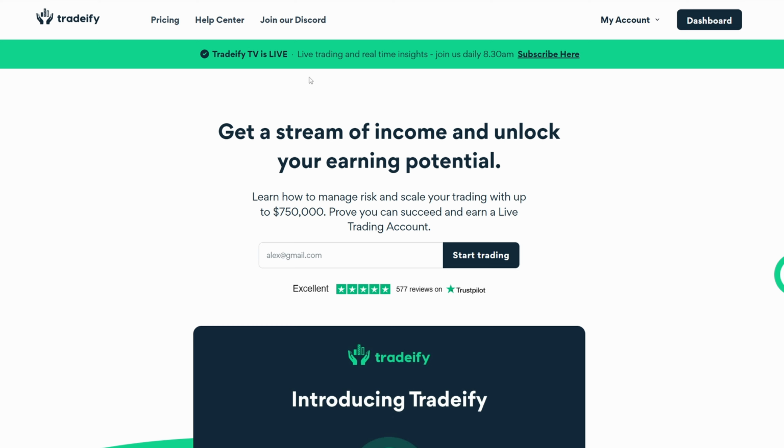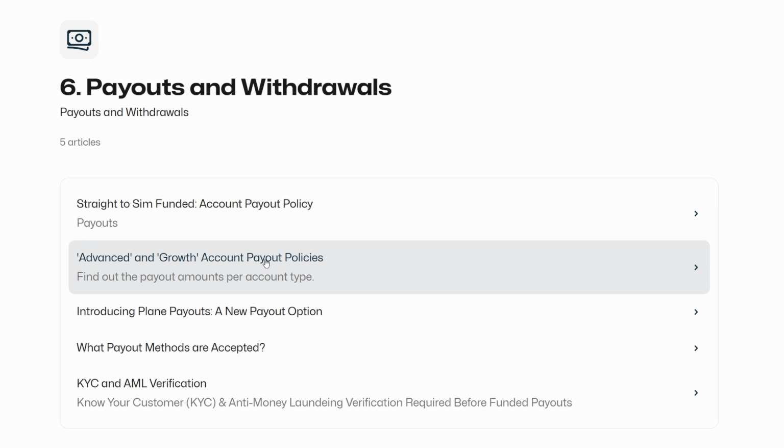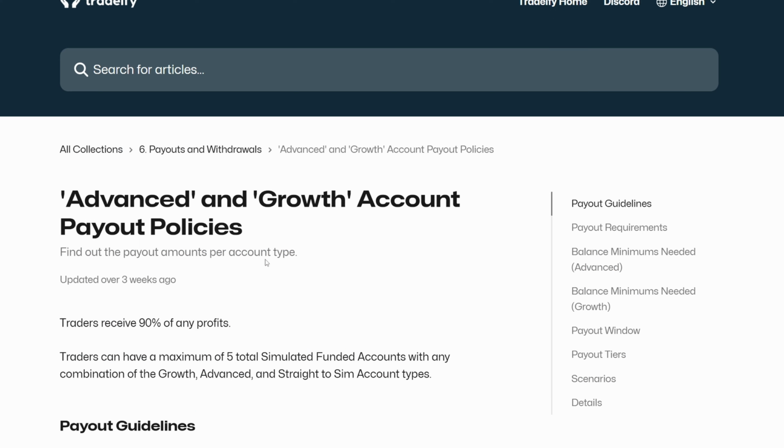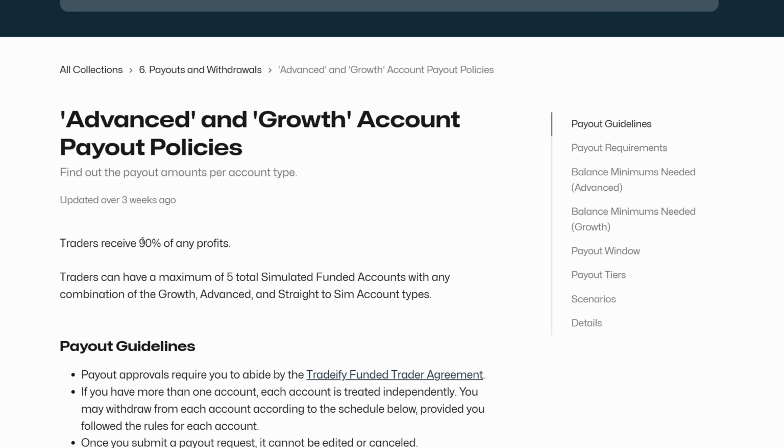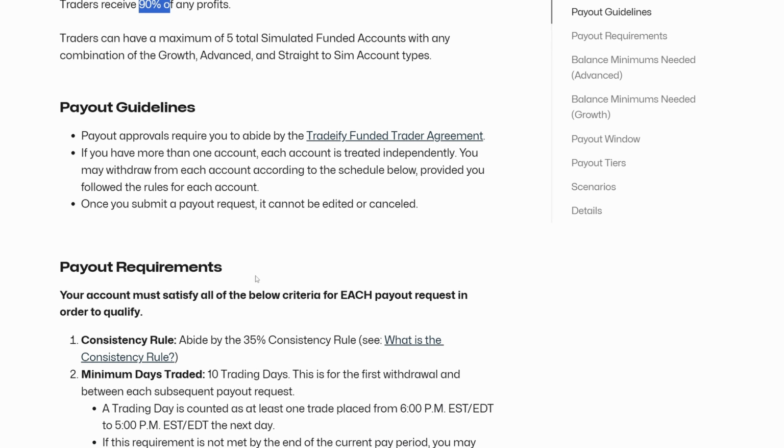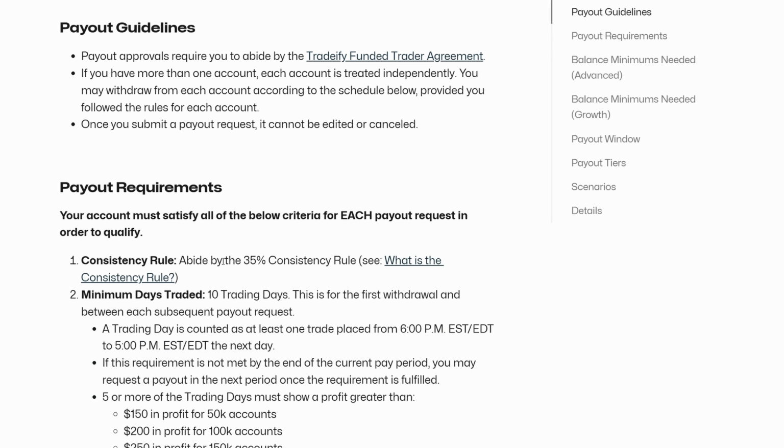Well, to find that, come right over to Tradeify's homepage. Come right up here to the help center. Then we want to come down to where it says advanced and growth account payout policies. Click on that. Now we can see traders keep 90% of any of the profits. We look at the payout guidelines, and it's going to be very simple. One, there is a consistency rule of 35%. Apex has a 30% consistency rule. So this is a little bit better.